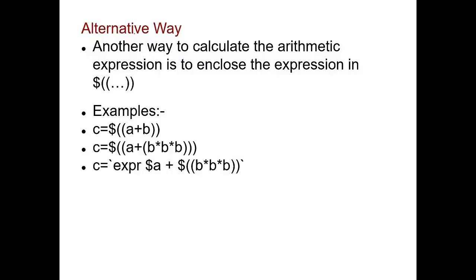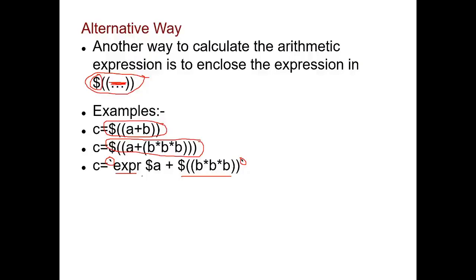There are alternative ways to perform arithmetic calculations, using brackets or the expr command. If you are using the arithmetic expression with brackets, you write the expression within the brackets and use a dollar outside, without the expr command. This is one way to perform the arithmetic calculation. You have to use double rounded brackets, with no spaces in between. This is another way to perform arithmetic calculations. And if you are using the expr command, you need to use the backquote operator.